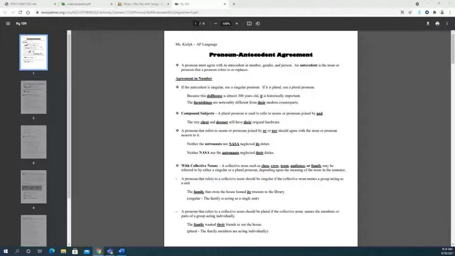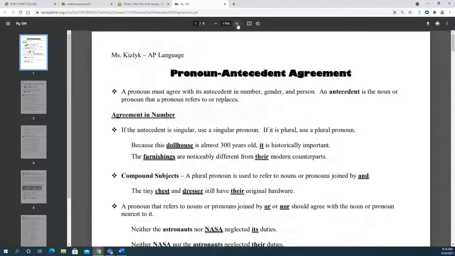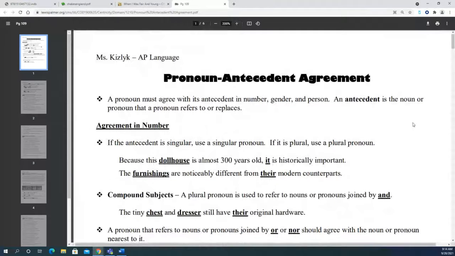So the first thing I'm going to look at is pronoun antecedent agreement, and I'm going to share my screen here so we can see what everybody is looking at when they pull this up on their end from the email. So you should have this sheet. Again, you want to check your student email.